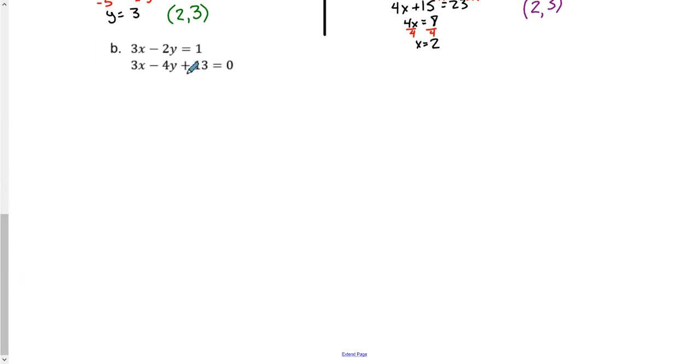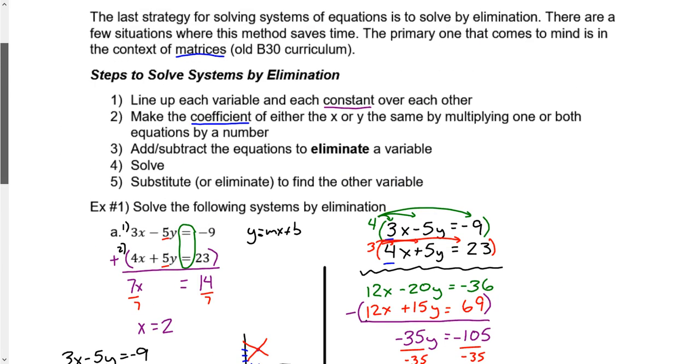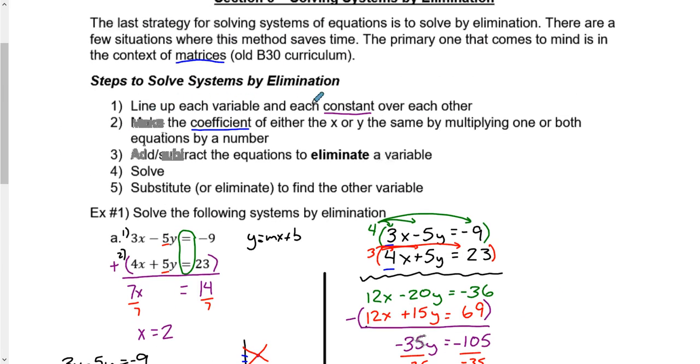All right. Next equation. Oh, fantastic. Our x's are already the same. I'm only going to solve one method in the interest of time. But at the same time, it's the exact same skills. But let's just go back up to our steps to make sure that we have everything. Line up each variable and each constant over each other. Let's see, have we done that?